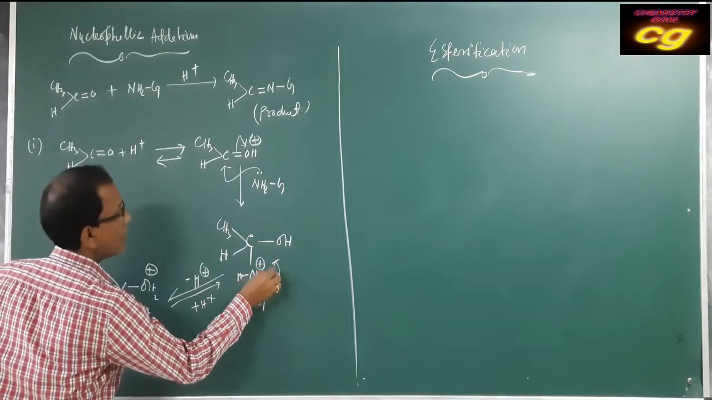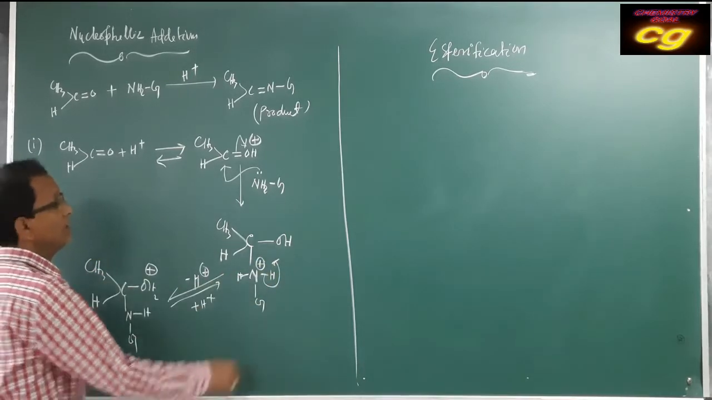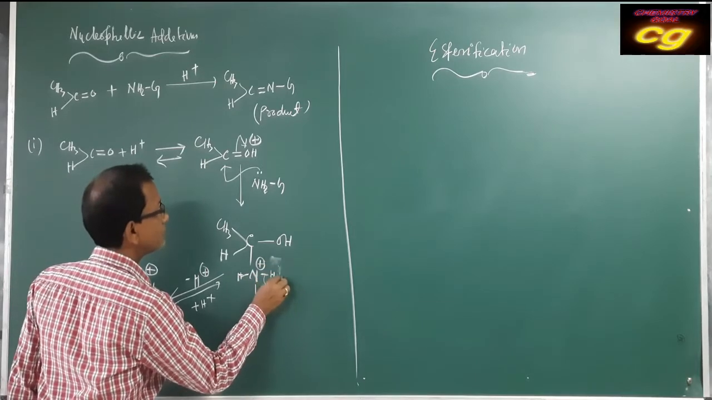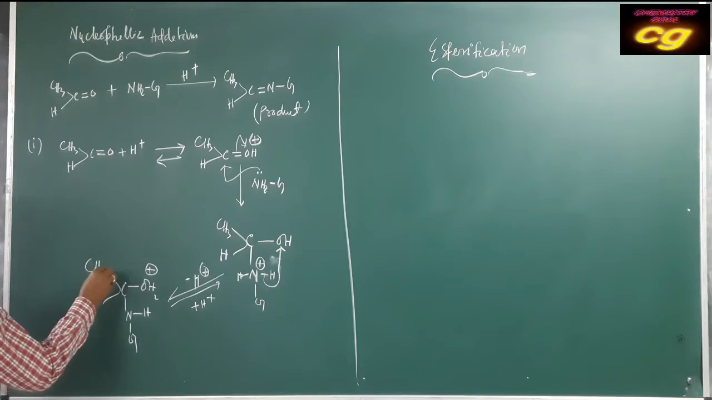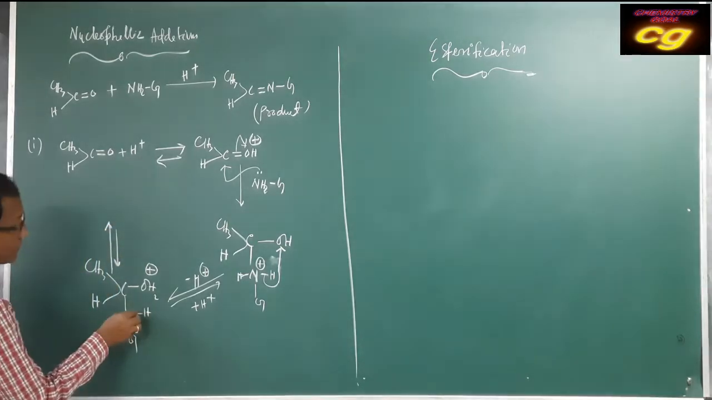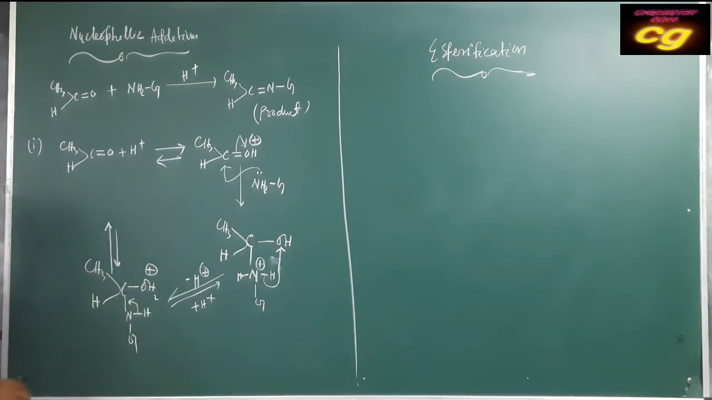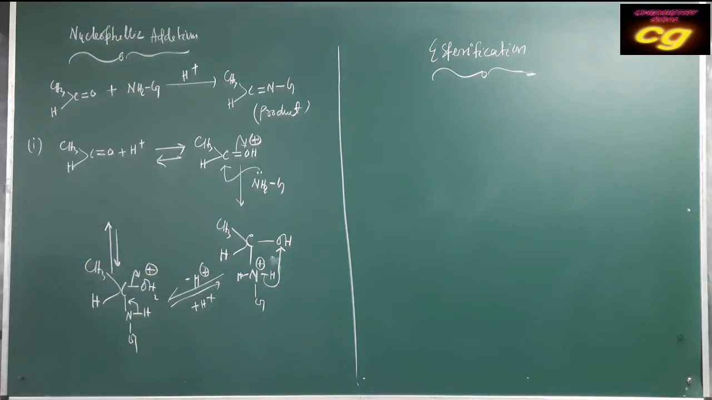This H+, after losing from NH, is added to OH. Then it becomes OH2+ and NH. Then what happens? Here, loss of H+ results in formation of a pi bond. At the same time, loss of water takes place. That means we can say deprotonation and dehydration.